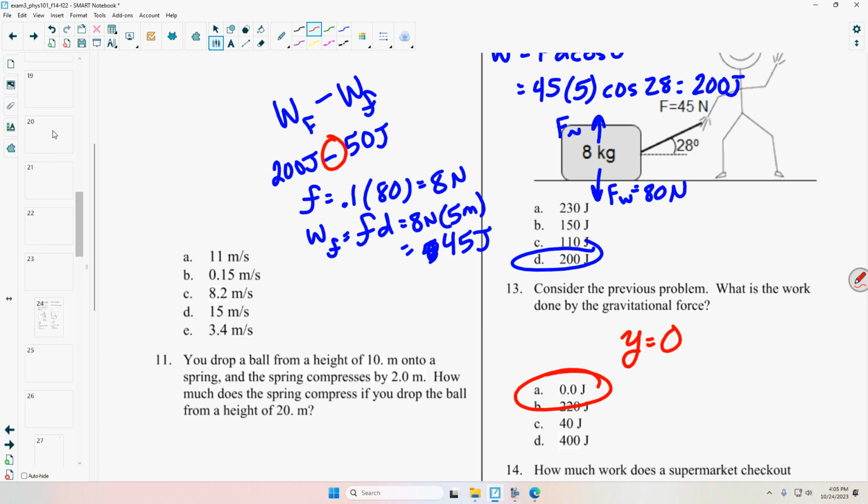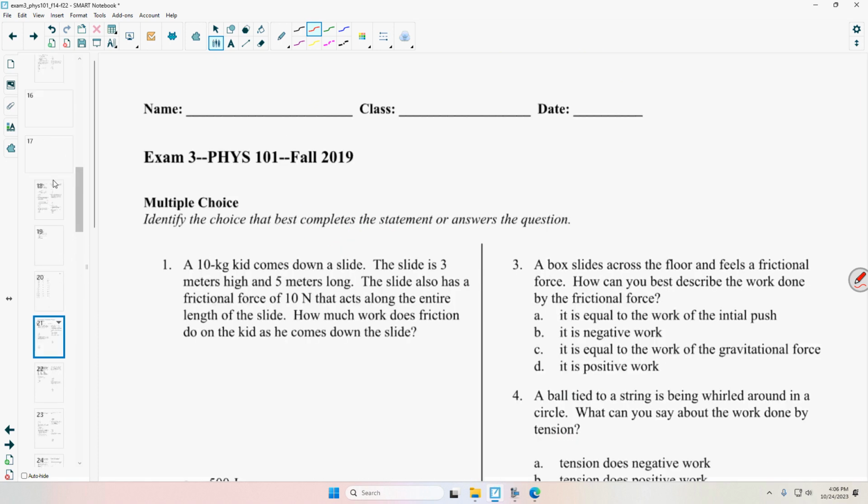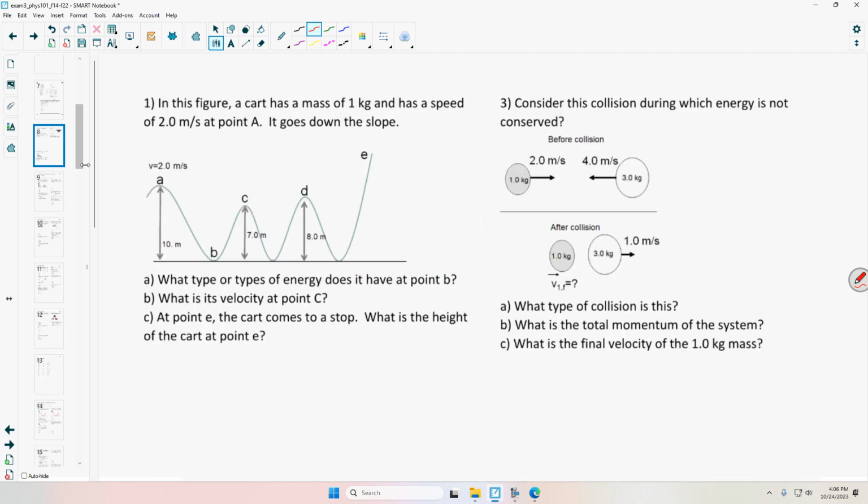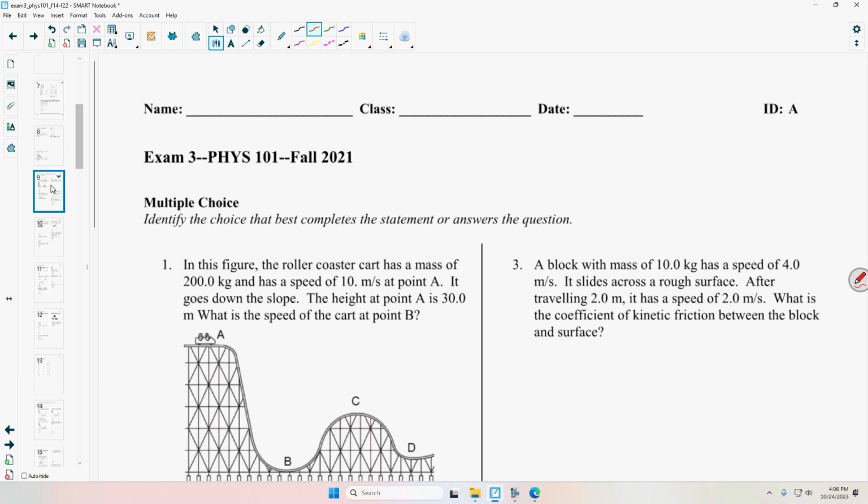Sure. Just beware, there are no free response on the quiz, but yeah, they're still good questions. Okay. Is this it? Exam 21? Okay, yeah, so number 2.